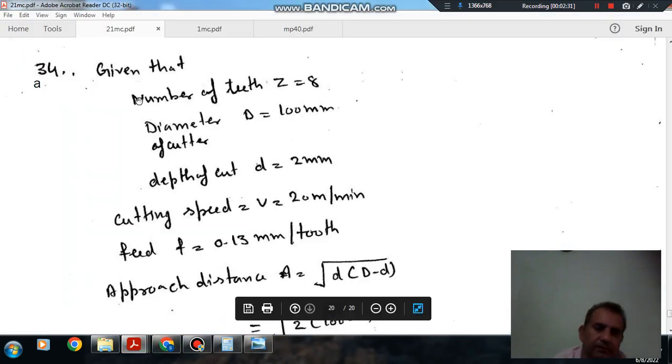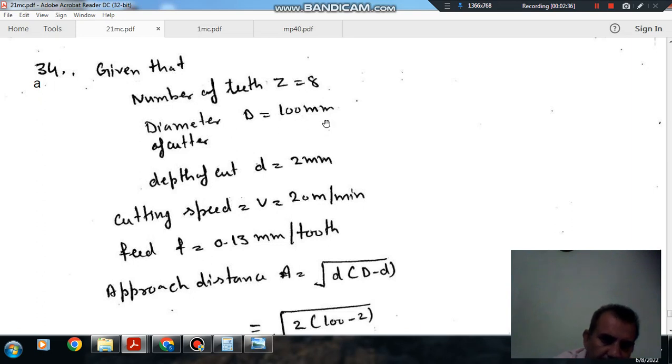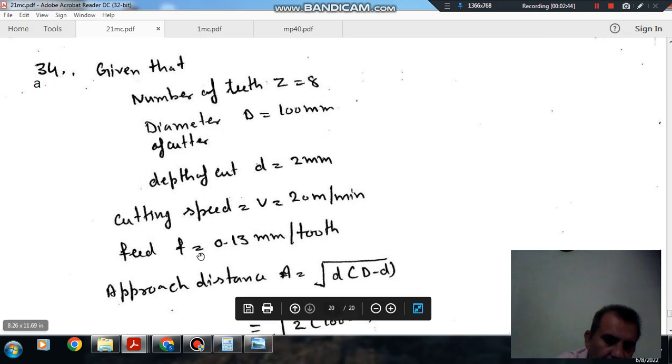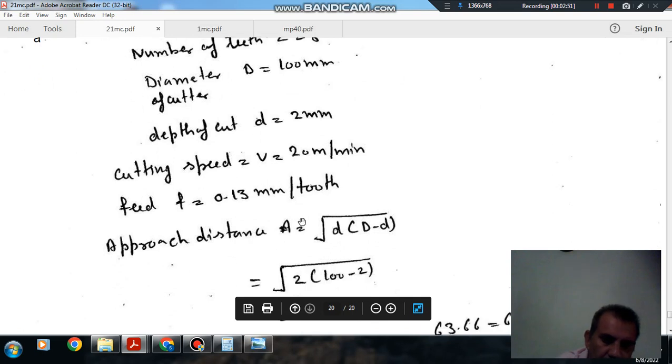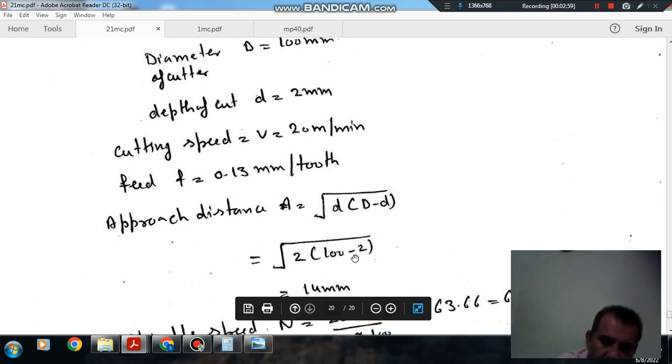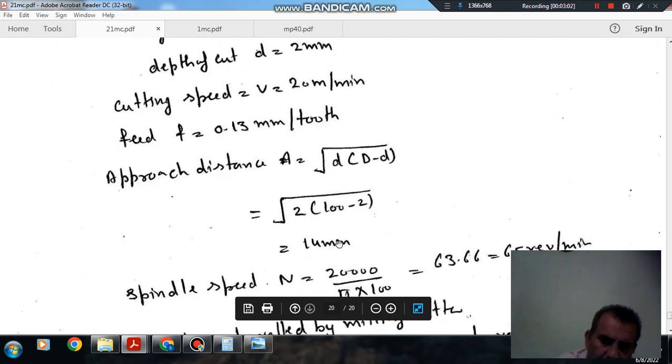here given data are number of teeth Z is equal to 8, diameter is 100 mm, depth of cut is 2 mm, and cutting speed is 20 meter per minute. f is 0.13 mm per tooth, and approach can be calculated by that we have seen, root of d into capital D minus d, that is root of 2 into 100 minus 2, that will be 40 mm.